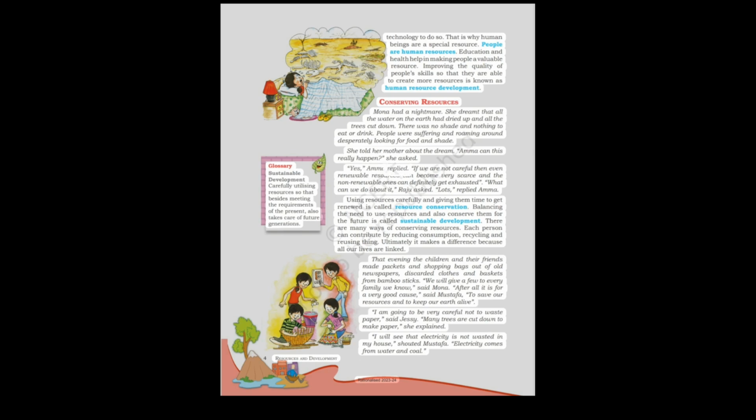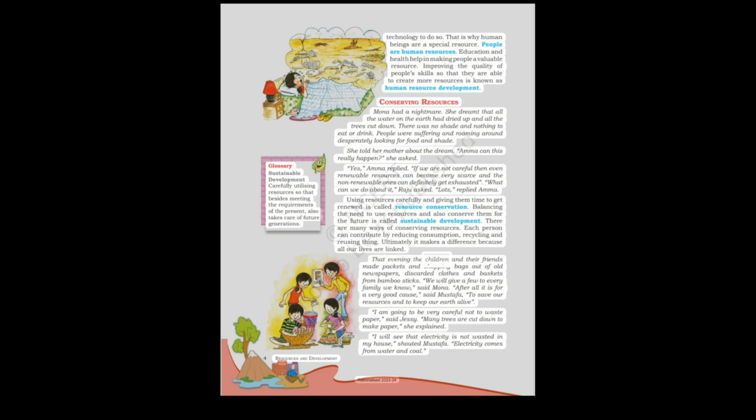"Yes," Amma replied. "If we are not careful, then even renewable resources can become very scarce and the non-renewable ones can definitely get exhausted." "What can we do about it?" Raju asked. "Lots," replied Amma. "Using resources carefully and giving them time to get renewed is called resource conservation. Balancing the need to use resources and also conserve them for the future is called sustainable development. There are many ways of conserving resources. Each person can contribute by reducing consumption, recycling, and reusing things. Ultimately, it makes a difference because all our lives are linked."